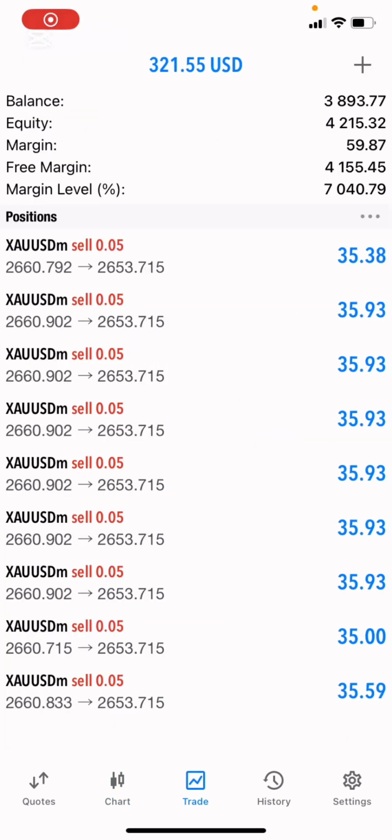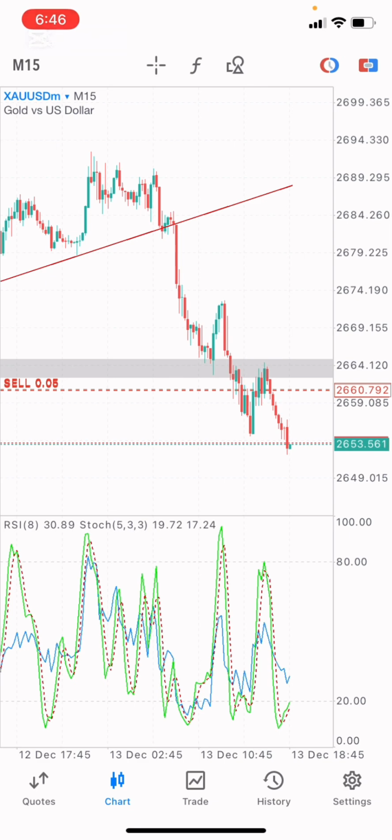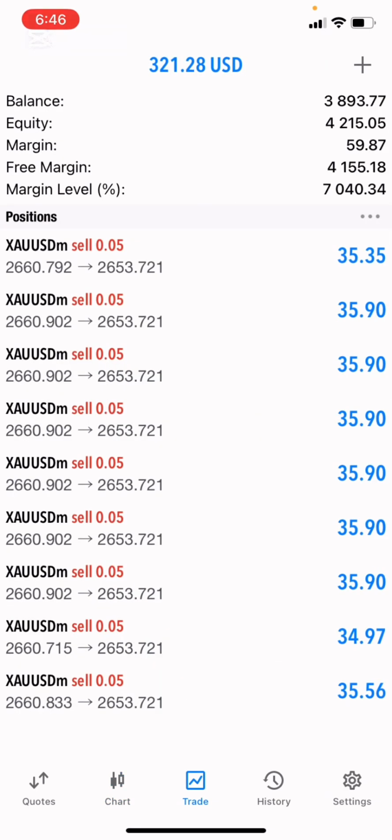So this is the last trade, as I said, and we are in massive profit. You can see the drawdown. So I'm going to come out from this trade before market close.